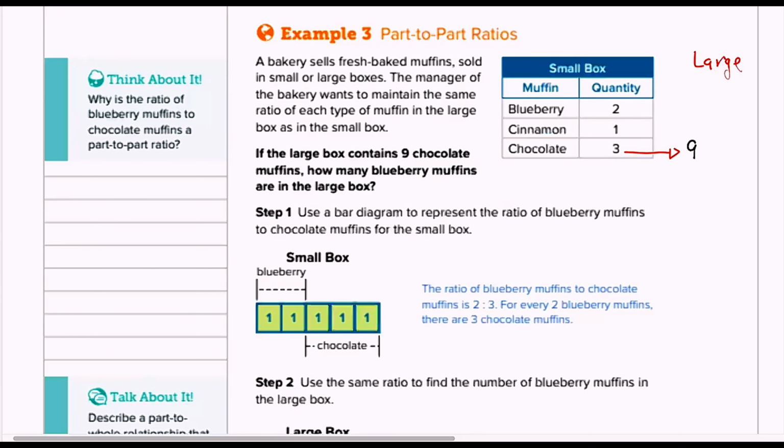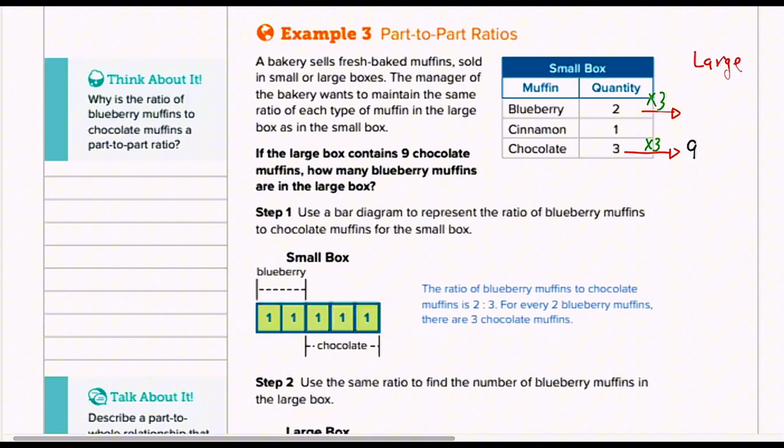What is he asking me about? He's asking me about the blueberries. How many blueberries do we have? Then I need first to discover the scaling factor I use to scale forward from 3 to 9, by multiplying by 3. So we go to the other quantity, which is 2, and multiply by 3. Then it would be 6.